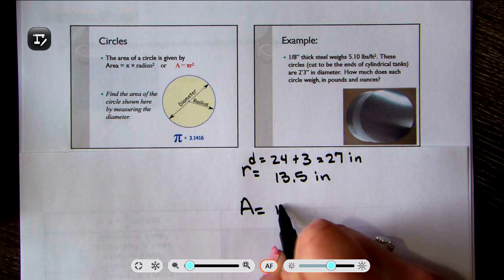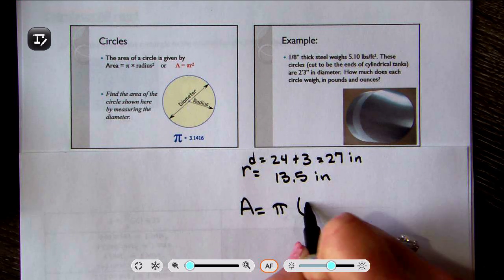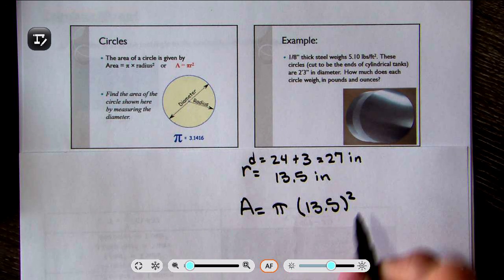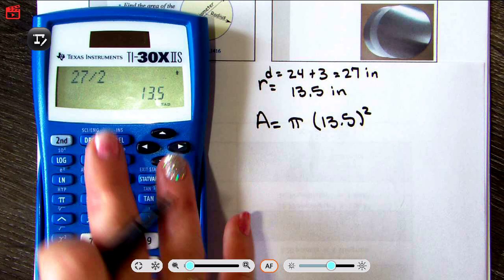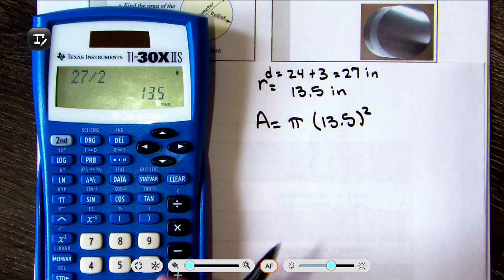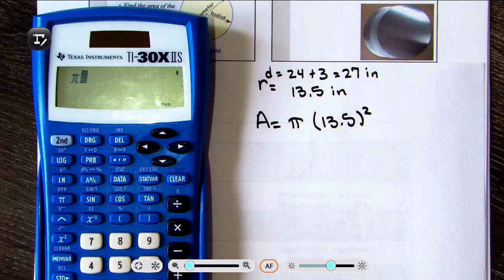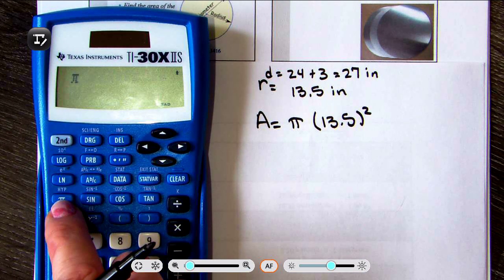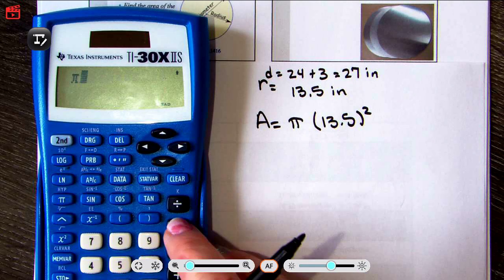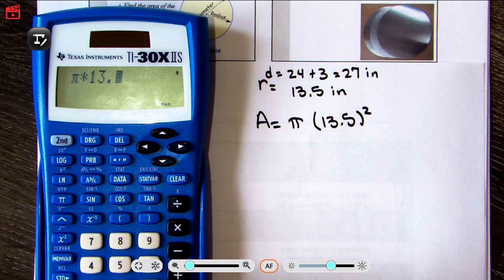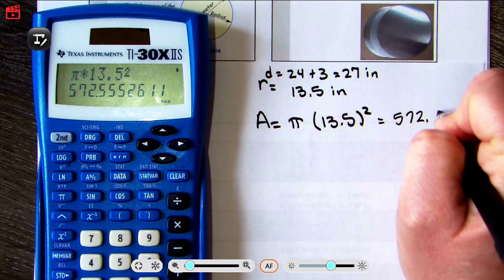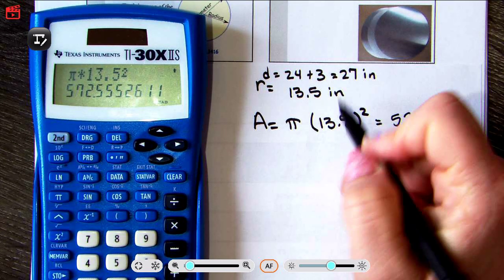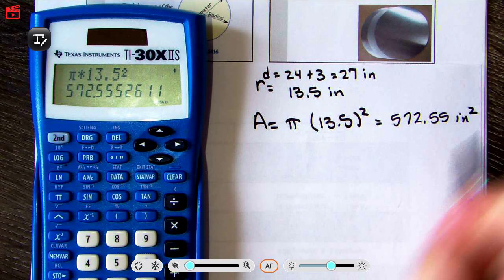So my area is pi times r squared. I need to do this on my calculator. So here we go. I'm going to take pi. There's my pi button, so I hit my little pi key. Or you can use 3.14, and I'm going to multiply it by 13.5 squared. And hit my equal button. And this gives me 572.55. And this was measured in inches, so this is square inches.